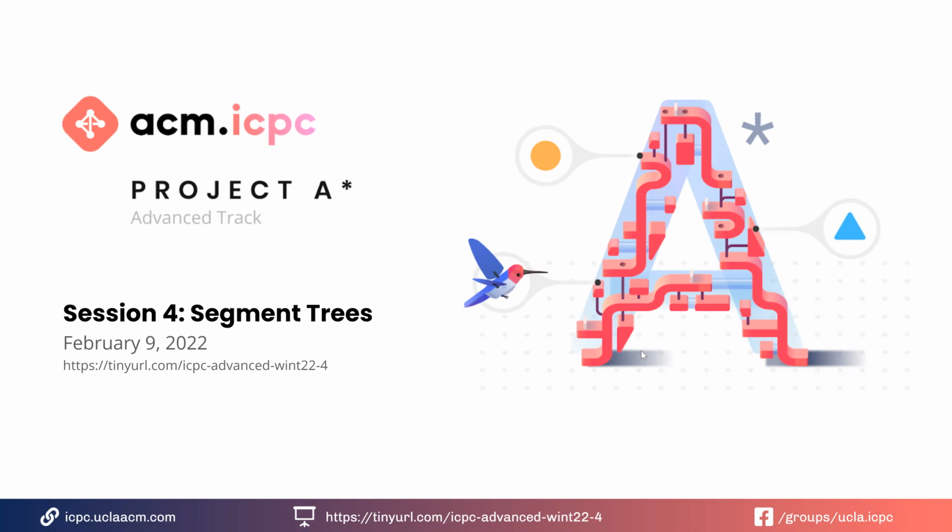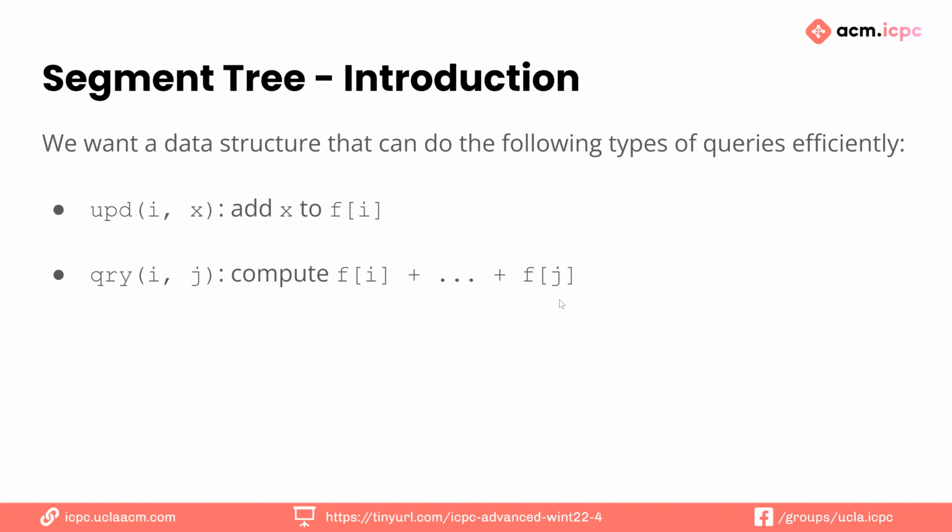All right, let's talk about segment trees. Let's go straight into it. We want a data structure that can do a point update and a range query. Our segment tree maintains an imaginary array called f, and our point update is to add x to f sub i, given i and x.